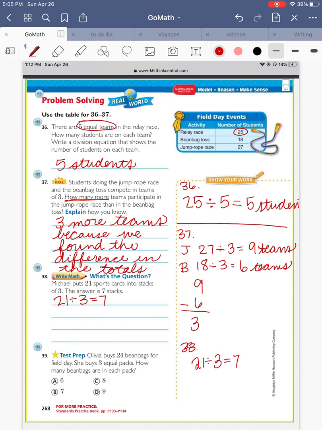And the last one is Olivia buys 24 beanbags for field day. She buys 3 equal packs. How many beanbags are in each pack? 24 divided by 3 equals what? If you said 8, great job.